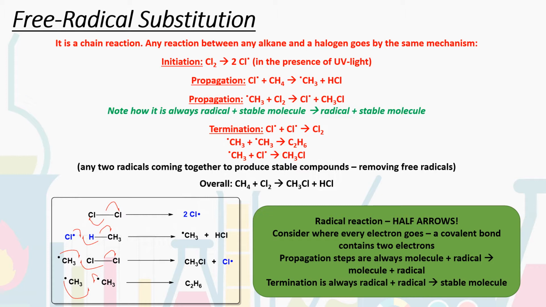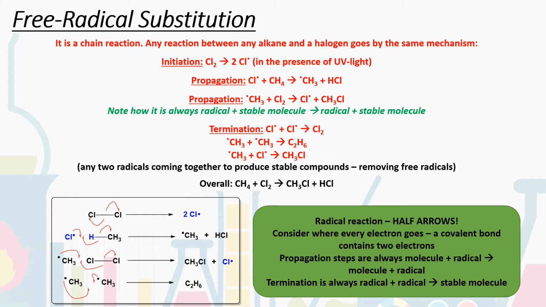So this is why this can be a chain reaction. The key thing that starts this whole thing off is a chlorine radical, and at the end of this second propagation step, we've reformed that chlorine radical. So it can go on again and do the same reaction, and again and again and again. You can imagine it going in a circular fashion, round and round and round. Notice how these propagation steps are always radical plus stable molecule gives you radical plus stable molecule. It's a good way to remember if you've got the equation right.